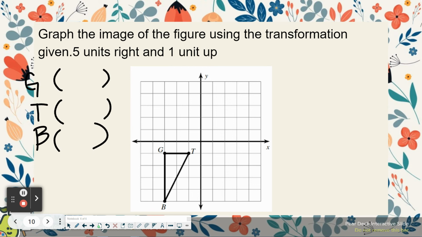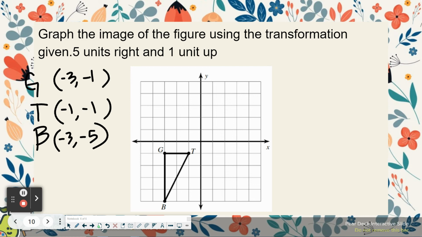G is going to be 1, 2, negative 3. And then you're going down 1, so it's negative 1. T is going to be negative 1, and you go down 1. And then B is going to be negative 3, and you're going down 1, 2, 3, 4, 5, so negative 5. Now, what we want to do is we want to go 5 units right and 1 unit up.